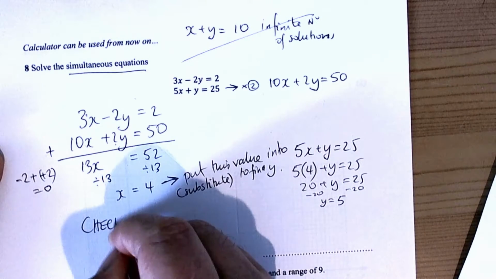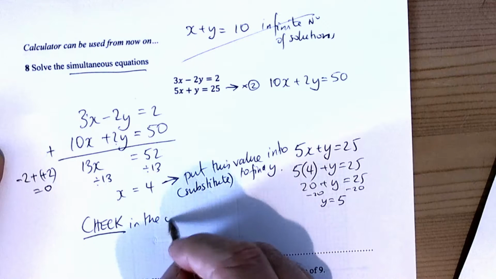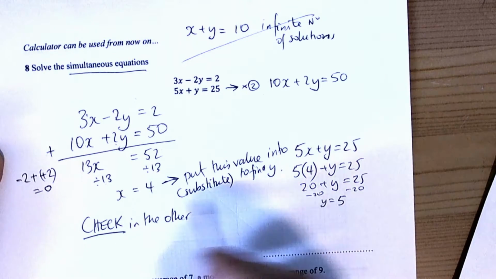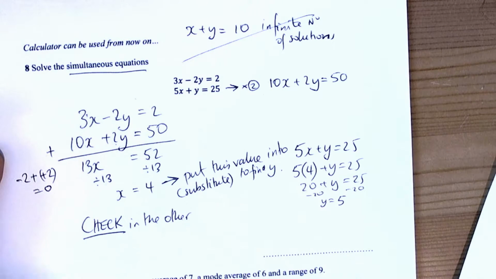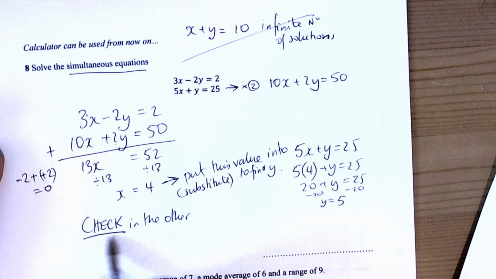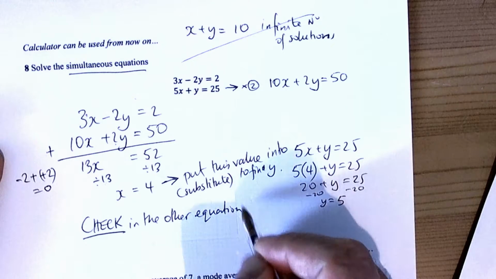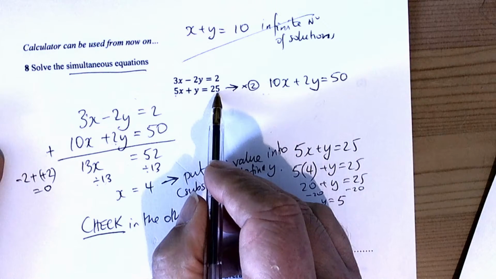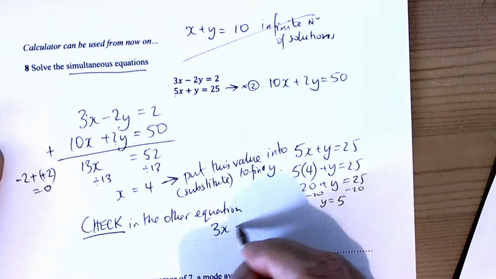With this topic it's really important that you check in the other equation. Simultaneous means that the two values you find should work for both equations at the same time. If they don't, then you've done something wrong in your adding or subtracting. So we check in the other equation. So in this case we use the 5x plus y equals 25 to find the y value, so we must check it in the other one that we didn't use for that purpose.